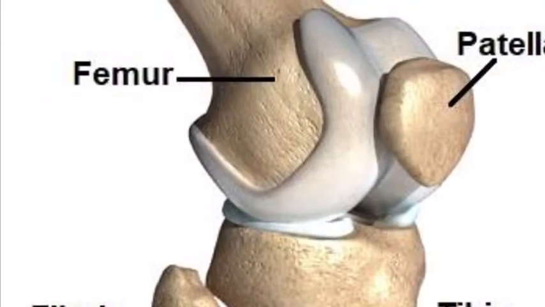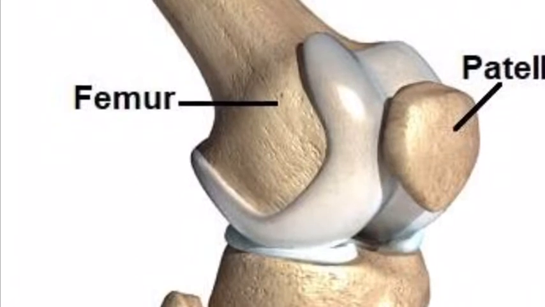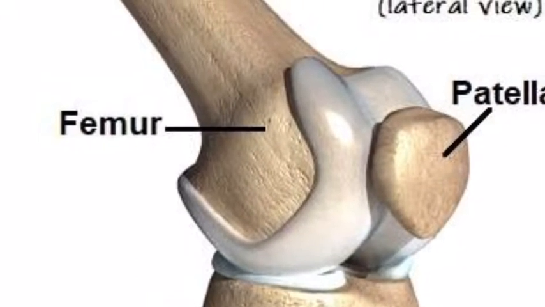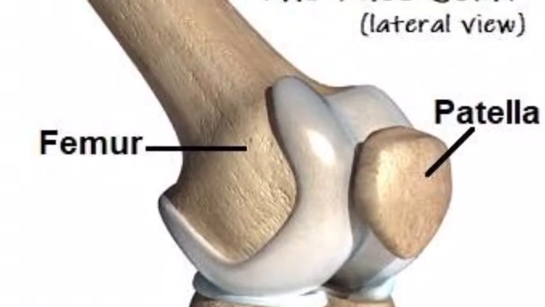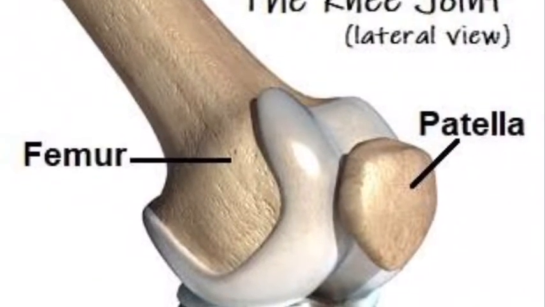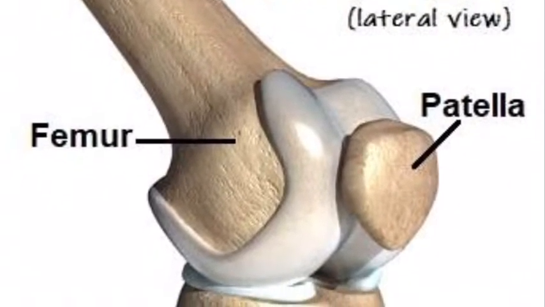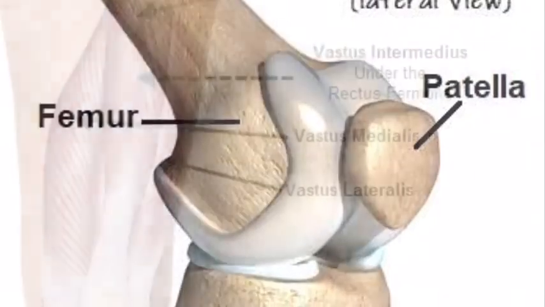Some of the important bones included in the knee are the tibia, fibula, femur, and the patella. The fibula is on the lateral side of the leg, while the tibia is on the medial side of the leg. The femur is one of the biggest bones in the body and connects to the hip too.